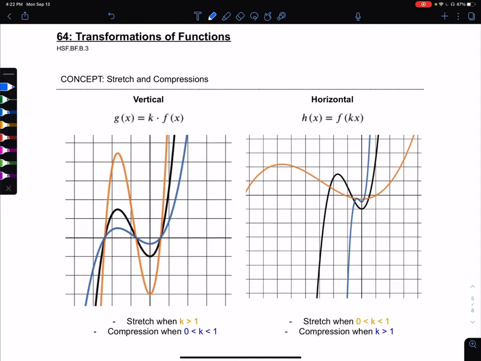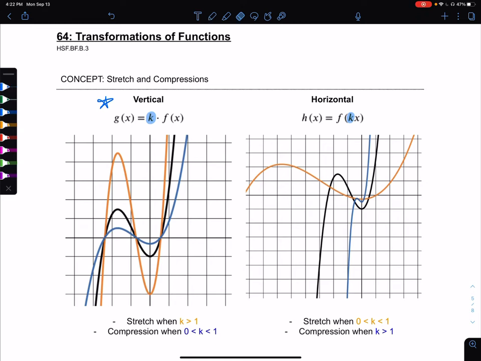Here I want to take a look at topic 64, just one of the concepts for stretches and compressions. Here on the left we have an example of vertical stretches and compressions, and on the right we have horizontal stretches and compressions. But what I really want to focus on is this K value, whether it's for vertical or horizontal. For vertical, which you're going to see far more frequently, we spend a lot more time talking about vertical stretches and compressions, so be a little bit more familiar with the vertical side than the horizontal side.